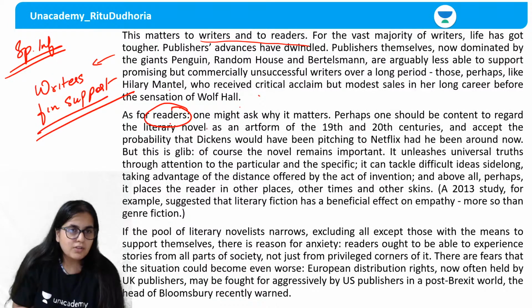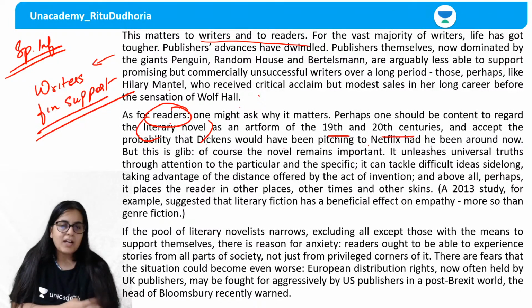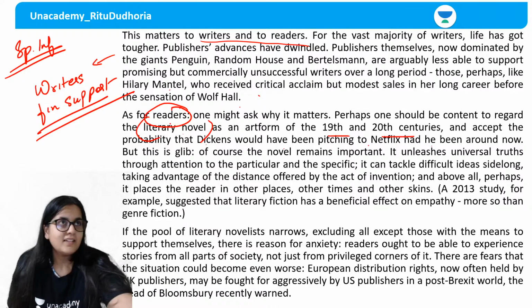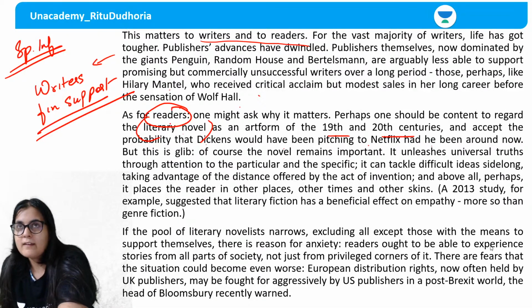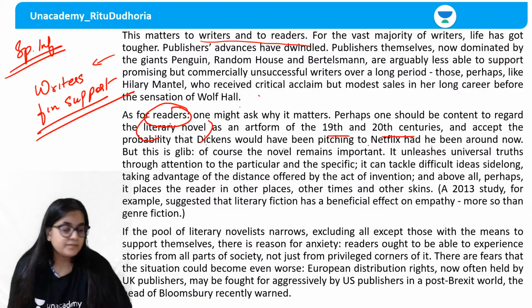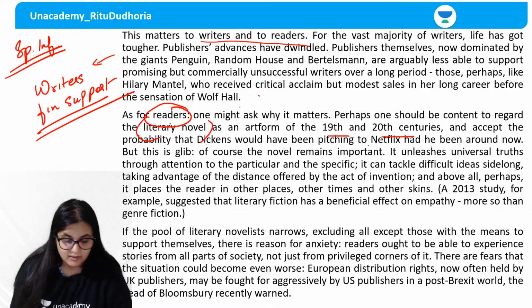Perhaps one should be content to regard the literary novel as an art form of the 19th and 20th centuries and accept the probability that Dickens would have been pitching to Netflix had he been around now. Can I say, guys, that literary novel is a thing of the past? It's not part of the 21st century. Yes or no, guys?